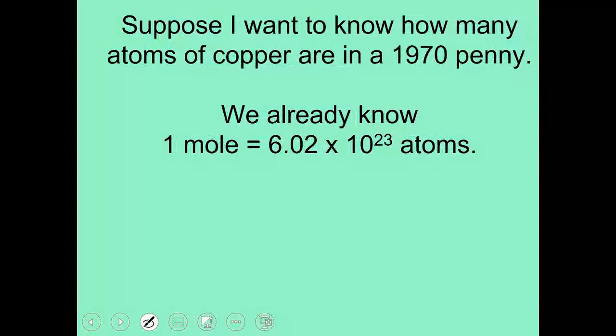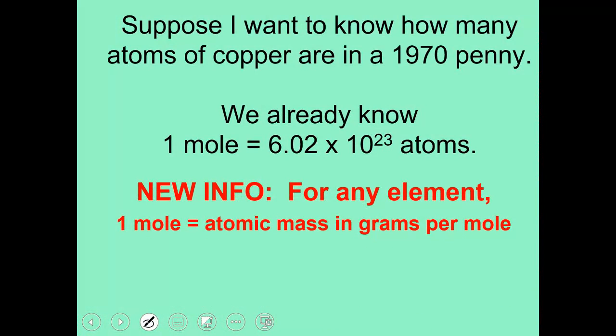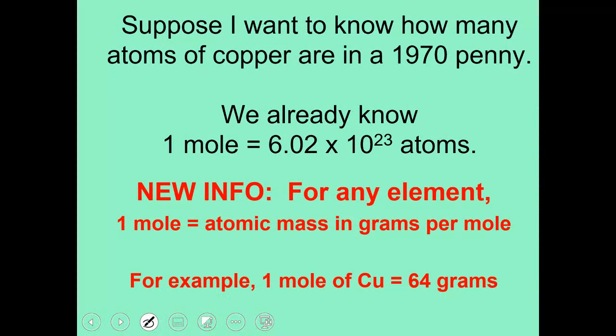Now, let's say I want to know how many atoms of copper are in a 1970s penny. We know that a mole is 6.02 times 10 to the 23rd atoms of any element, and copper is an element. And for any element, here's some new info. A mole is equal to the atomic mass of that element in grams per mole. So for copper, we know that a mole of copper is 64 grams.